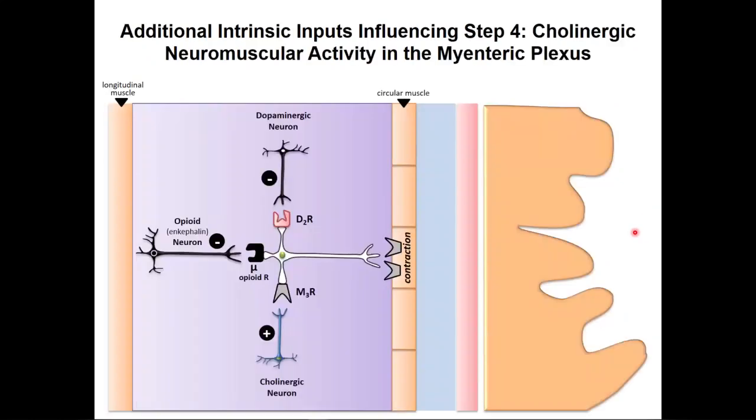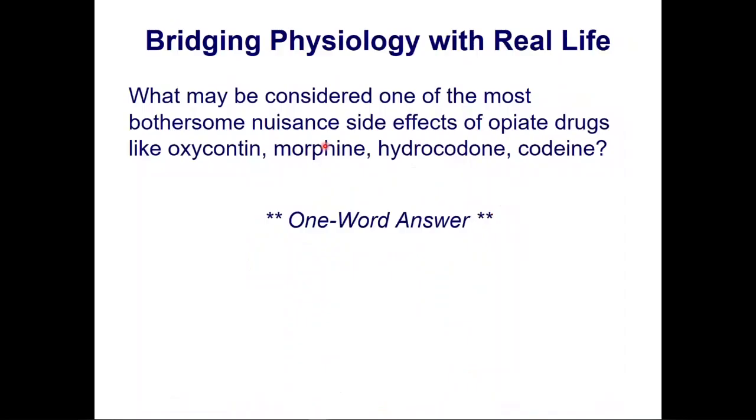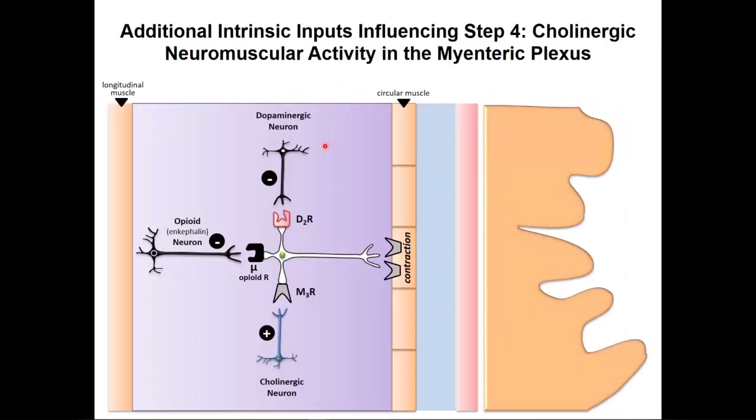Okay, so what do I mean by that? Let's back up and remind you of this diagram. In this diagram, we're going to go up the top here. We have a cholinergic neuron and another cholinergic neuron, and that would promote contraction.